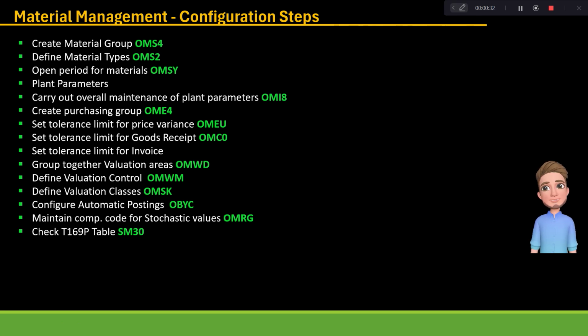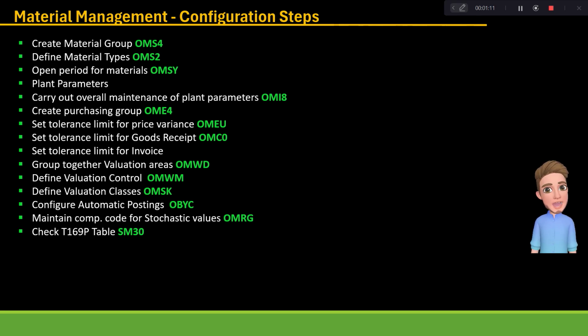Open period for materials. So we will open the material ledger. Plant parameters, carry out overall maintenance of plant parameters, create purchasing group. Set tolerance limit for price variance, set tolerance limit for goods receipt, set tolerance limit for invoice, group together valuation areas, define valuation control, define valuation classes, configure automatic postings, maintain company code for stochastic values. Check T69P table SM30.